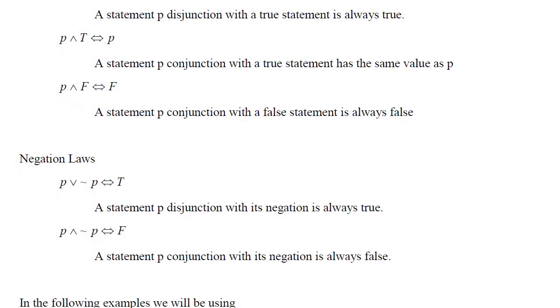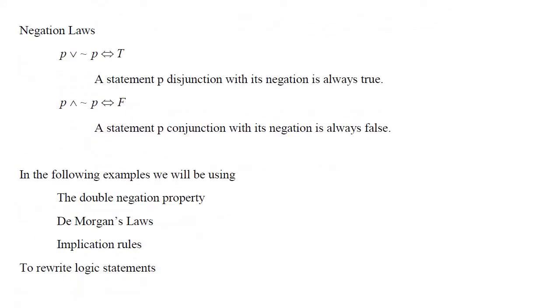All right, let's take a look at these rules called the negation rules. If I take P and I OR that with not P, P ORed with not P, that is a statement that is always true. And if I do P ANDed with not P, that statement is always false.